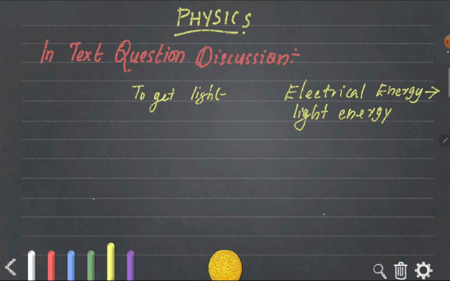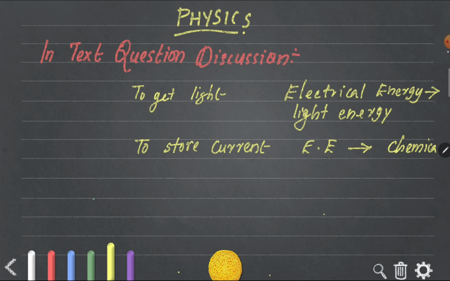Now for the third one, storage battery, which is specially given while charging. So its use is to store electricity, or to store current. And what is the energy change there? The energy change is electrical energy, let me write it short as EE, into what energy? Chemical energy. So some sort of chemicals are inside this storage battery. While we use it for charging, it stores current by converting the electrical energy into chemical energy.